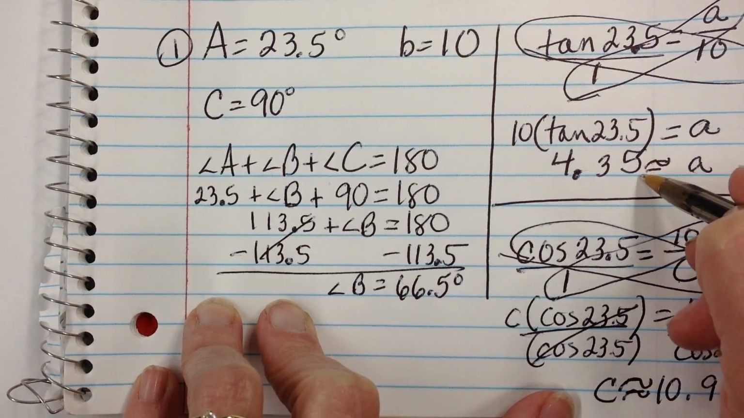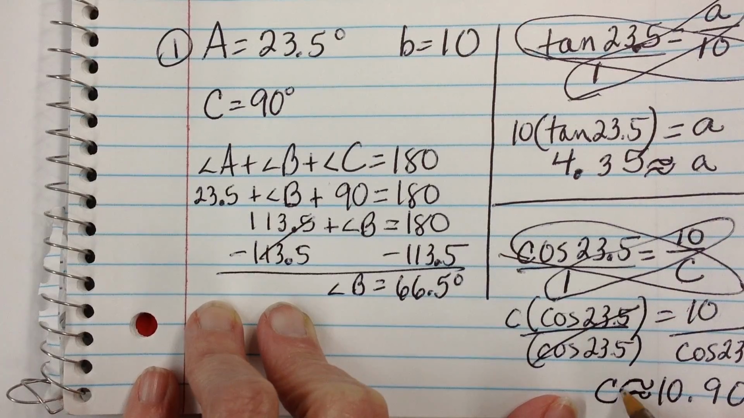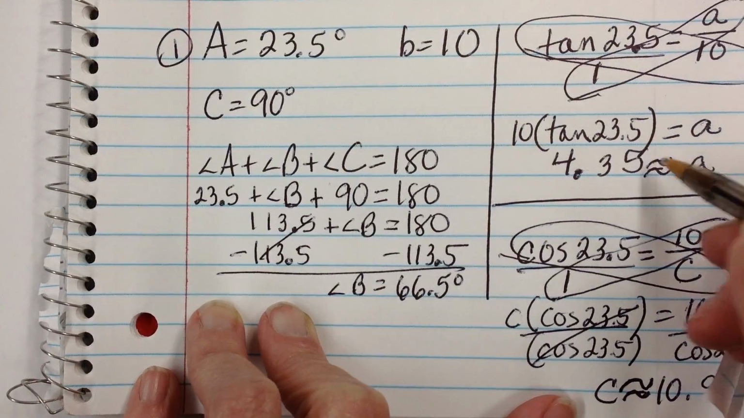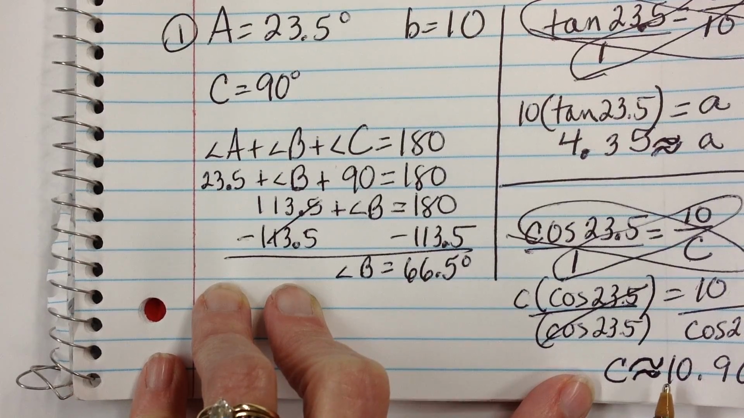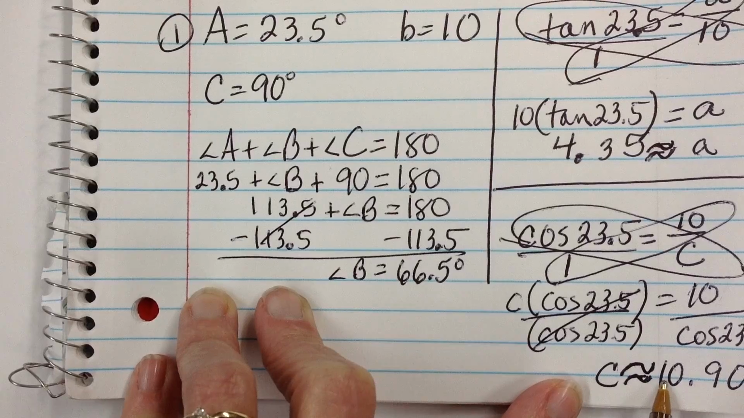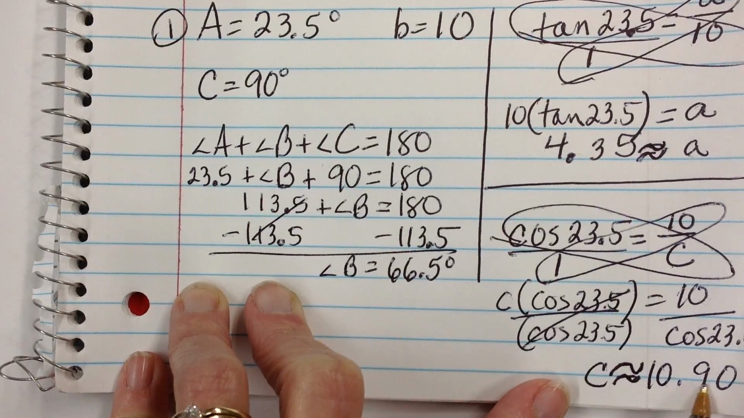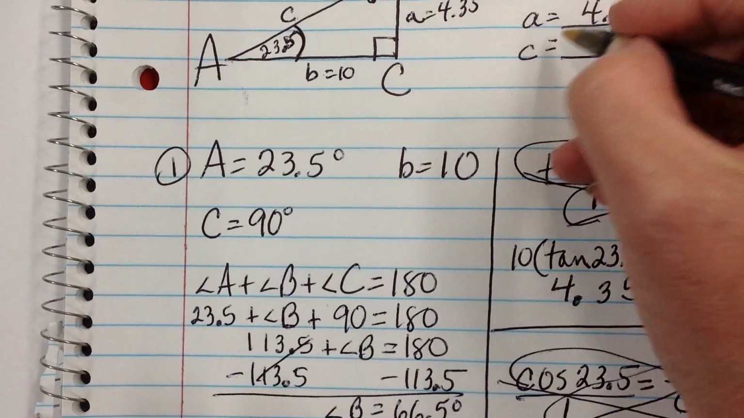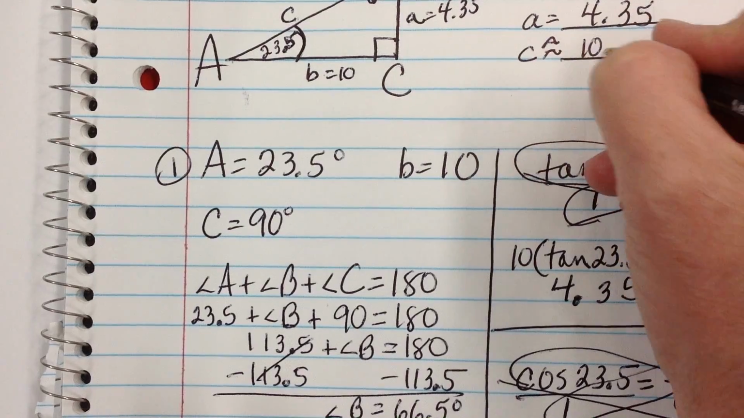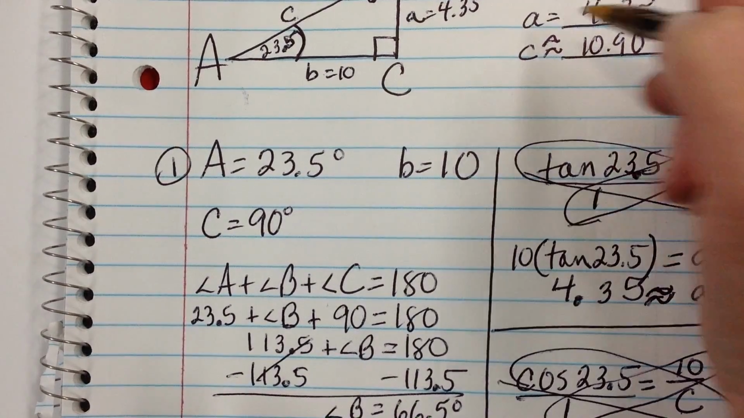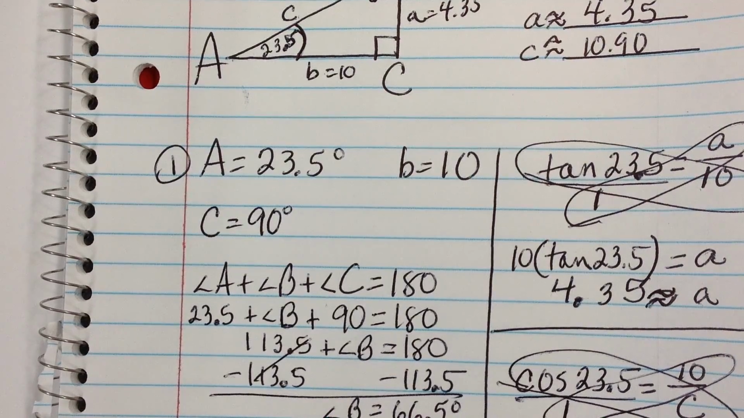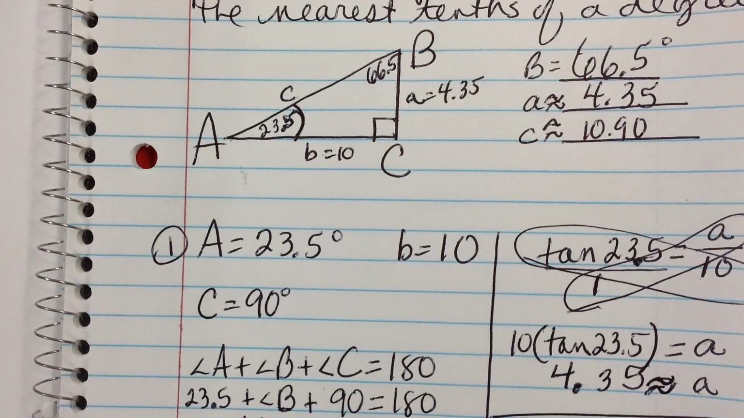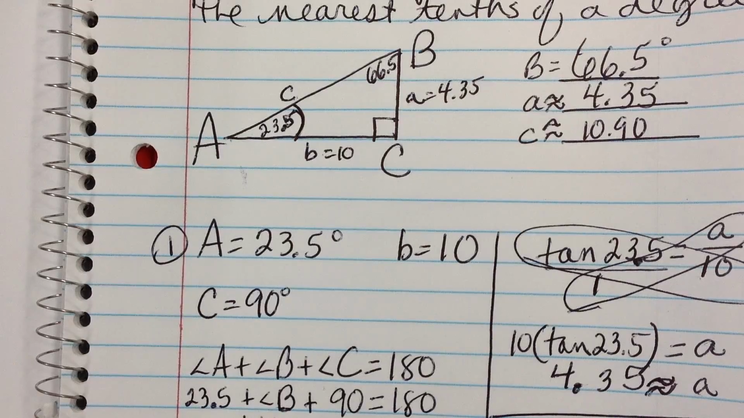Now, both a and c are actually approximations since I rounded. So I'm going to use the symbol for approximation. It's not an equal sign. I'm going to change my equal signs to an approximation sign. Okay? So c is approximately 10.90 and a is approximately 4.35. And then we found angle B is 66.5.